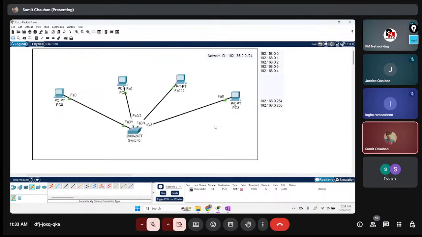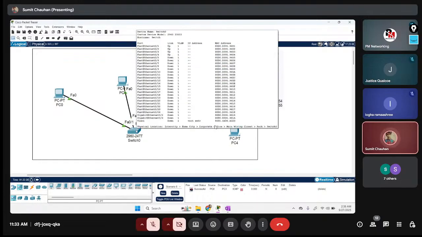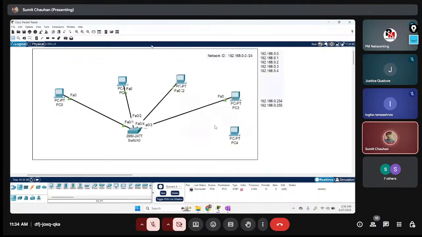This is one way. Let me show you an unsuccessful result also, guys, so that you can identify that there's a mistake. Let's add one more PC here. This is a switch, and if you want to check how many ports this switch has, you can see I have 24 ports. You can see 2960, that is the model number, and after that 24TT, which represents that we have 24 ports, copper capable, not fiber capable, on this switch.